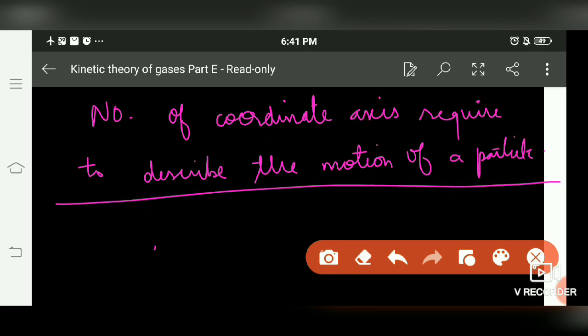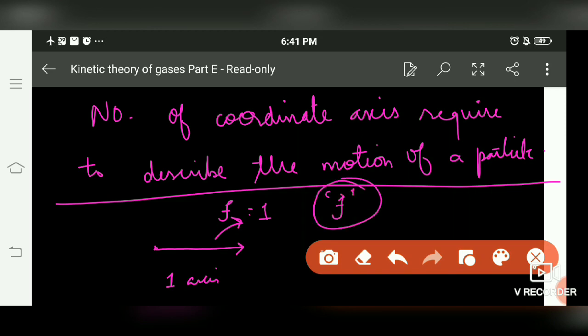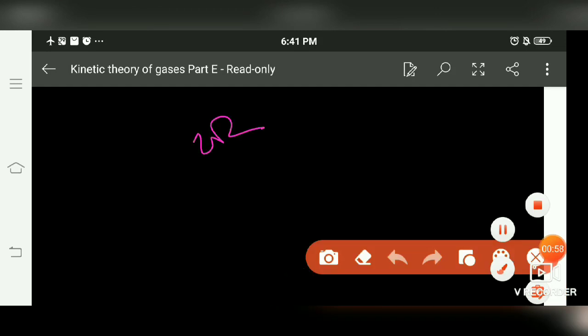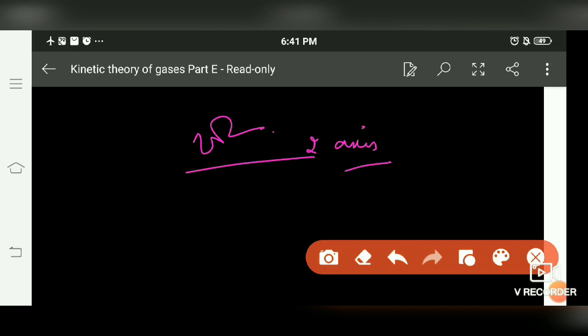Suppose a thing is moving in a straight line, then to describe its motion, only one axis is required. So its degree of freedom is 1. Degree of freedom is represented by symbol F. Now, suppose I am writing on this plane, 2 axes are required to find out the position of that. So its degree of freedom is 2.